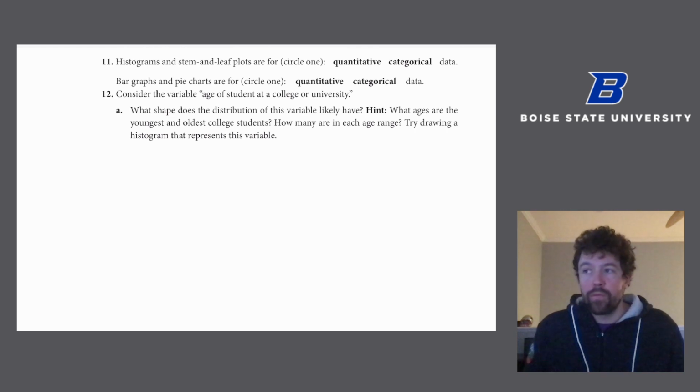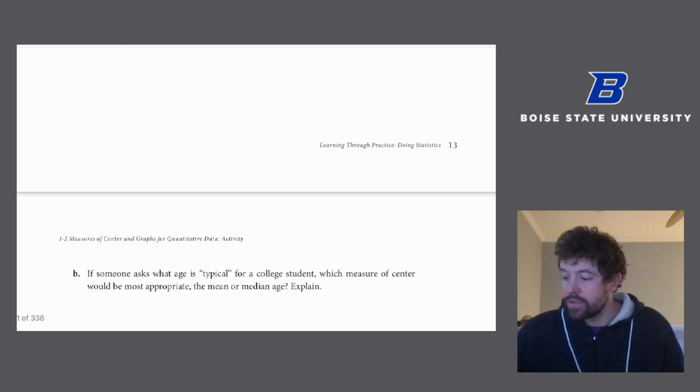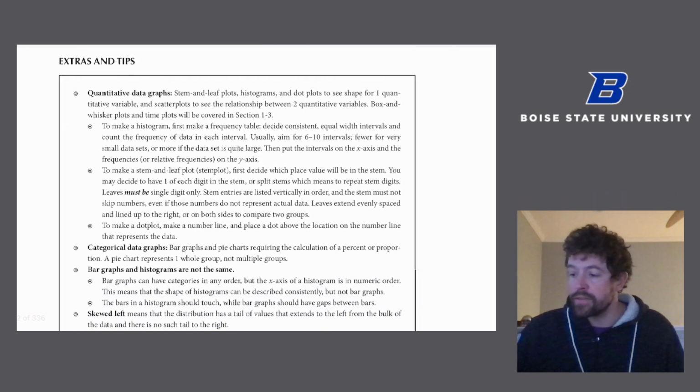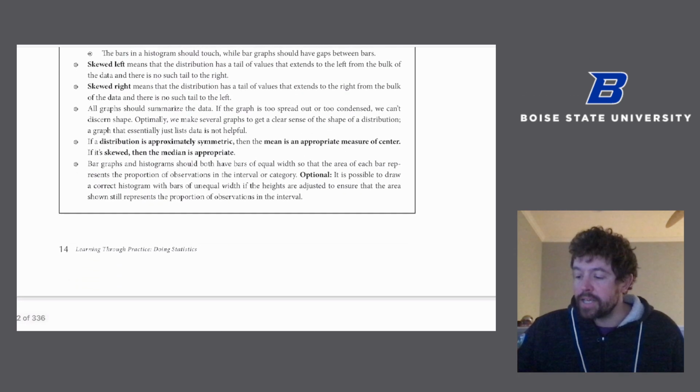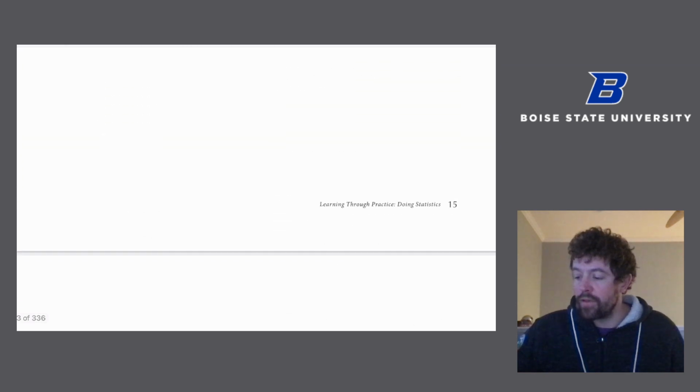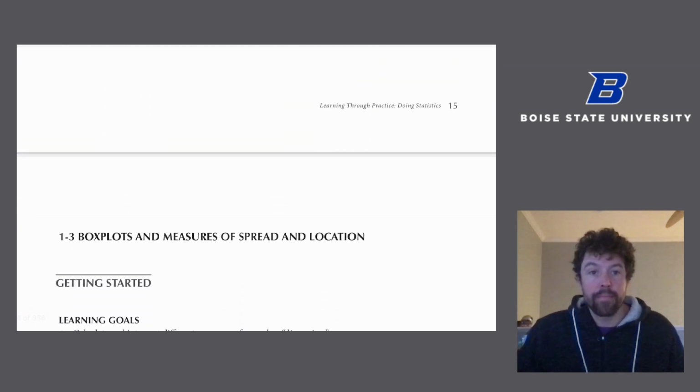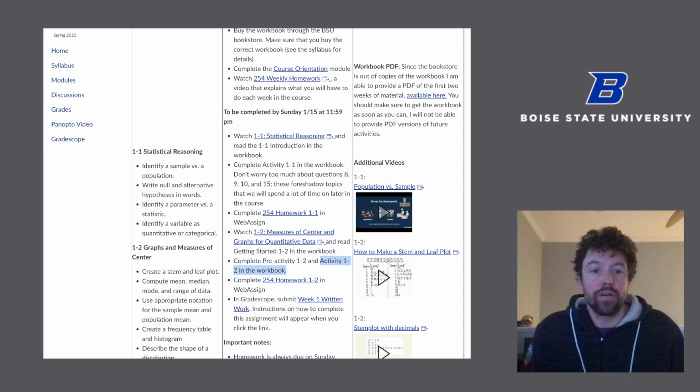Once you're done with this section, that is, once you're done with working through this workbook and getting all the way up to the extras and tips, the extras and tips, incidentally, even though it's at the end, can be useful to look at while you're working on each section. So you finish this section, right? You've gotten to 1-3. So we're done with that. And now what we'll do is we'll say, okay, well, there's still a bunch of questions in the homework. So we completed the activity, but we still have to finish homework 1-2.